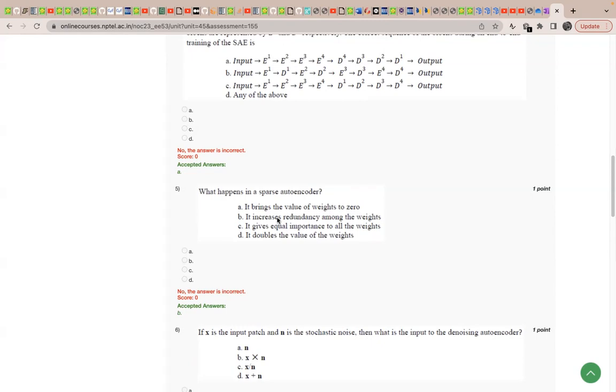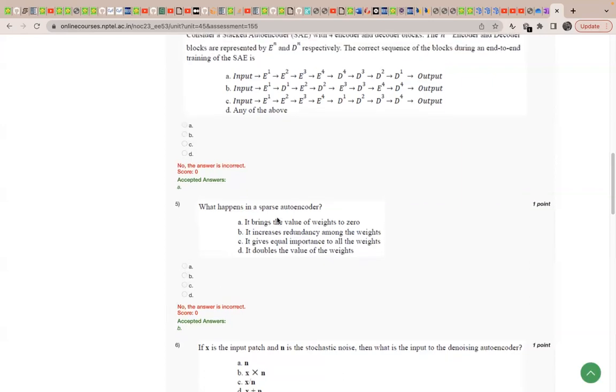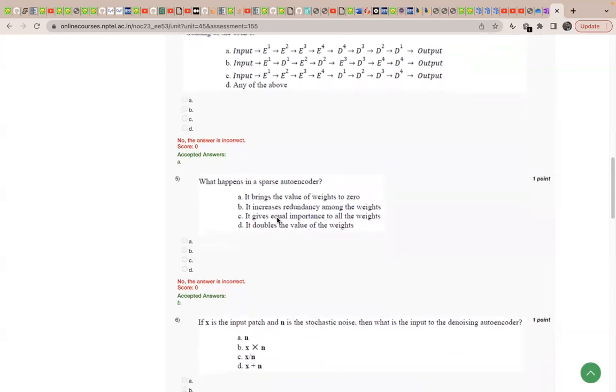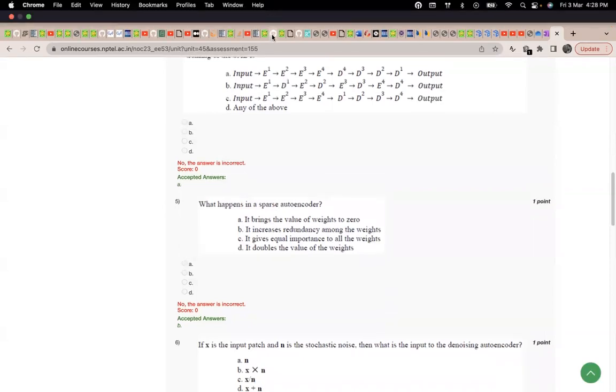So it makes the weights zero, it introduces sparsity. So A should also be correct, no, sir? Yeah, A should be the answer, I guess. Then the answer given is B, right? B, which is not actually, because it increases the redundancy among the weights. So it is not the answer, right, sir?